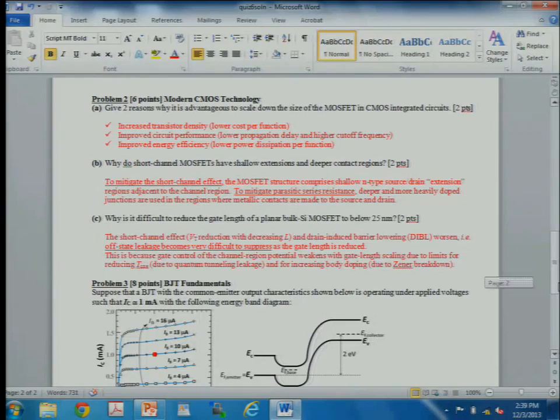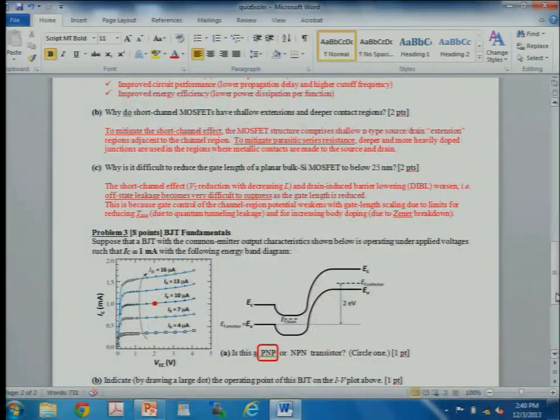Okay, now why are the source drain regions designed to have shallow extensions and then deep contact regions? It's really to suppress short channel effect for the shallow region, and then you need deeper regions to just reduce parasitic series resistance. Okay? So 2 parts, that's why there are 2 points.